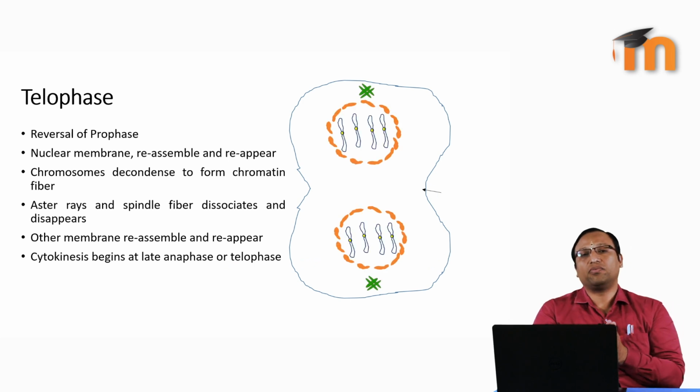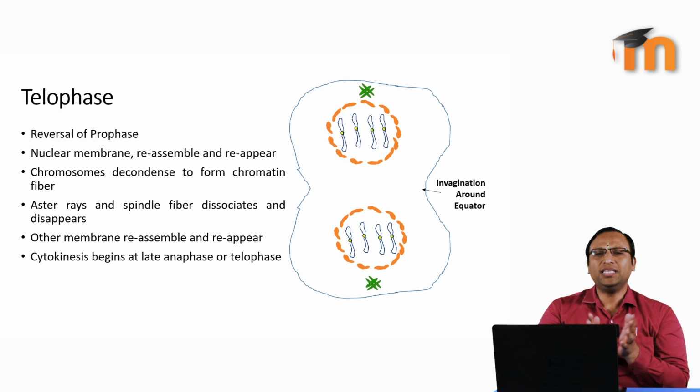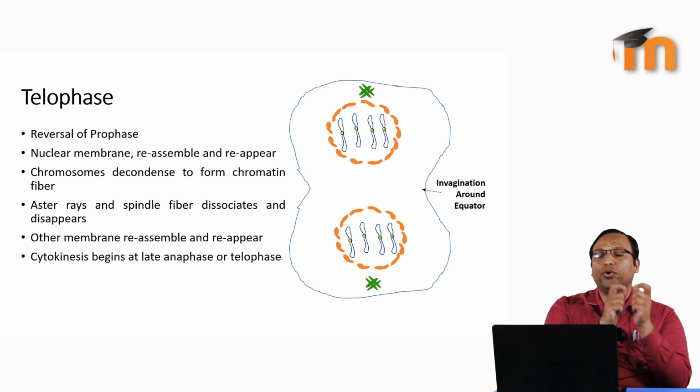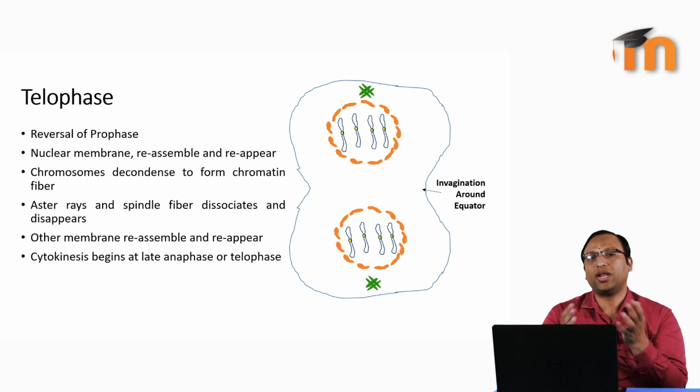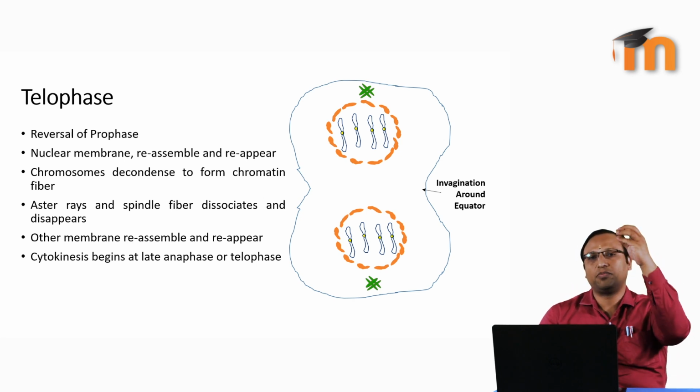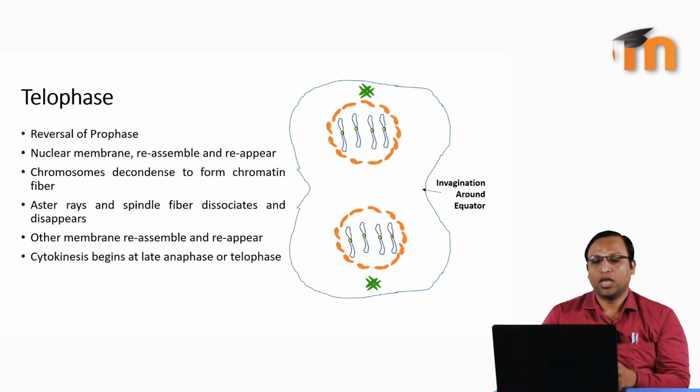Now let's go into the last phase of mitosis, that is telophase. In telophase, we can say this is the reversal of prophase. Why we call this the reversal of prophase is, as we have seen in prophase, dissociation of the nuclear membrane, Golgi apparatus and other organelles takes place. Here in this phase, the reappearance or reassembly of the nuclear membrane and other organelles takes place. The chromosomes decondense to form chromatin fibers. Astral rays and the spindle fibers present on both poles dissociate and disappear. Other membranes start to appear, and the cytokinesis phase begins here by the invagination of the cell membrane.